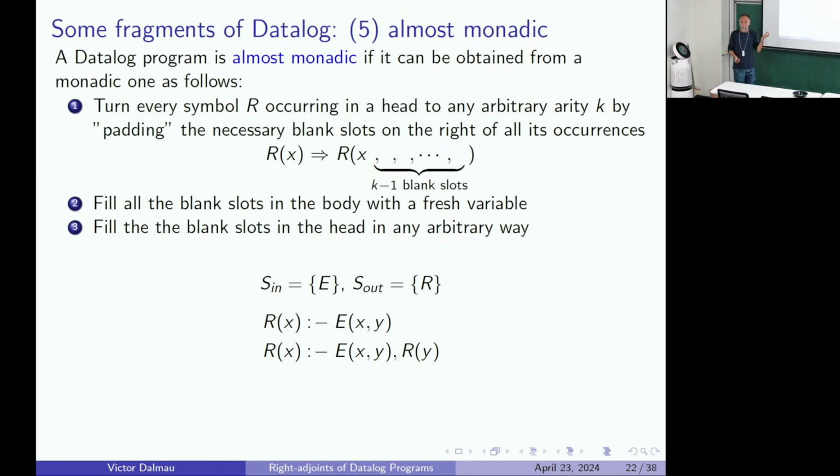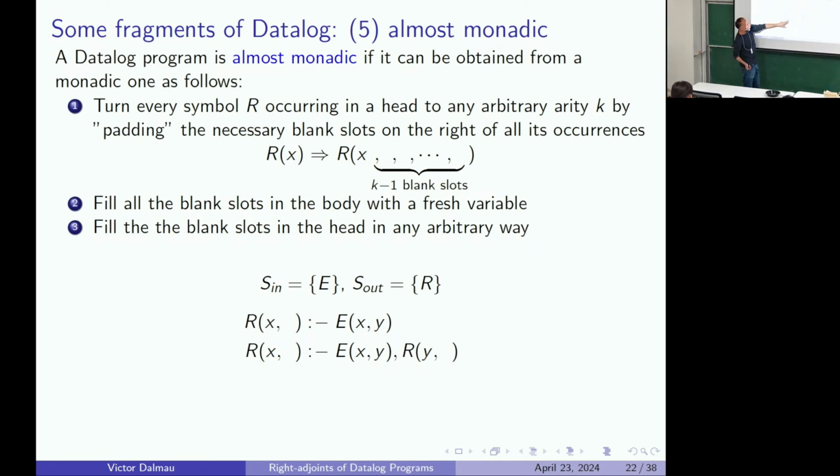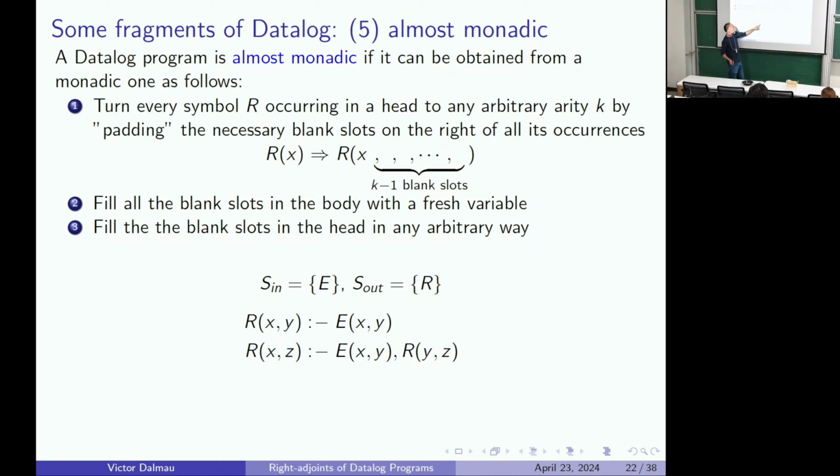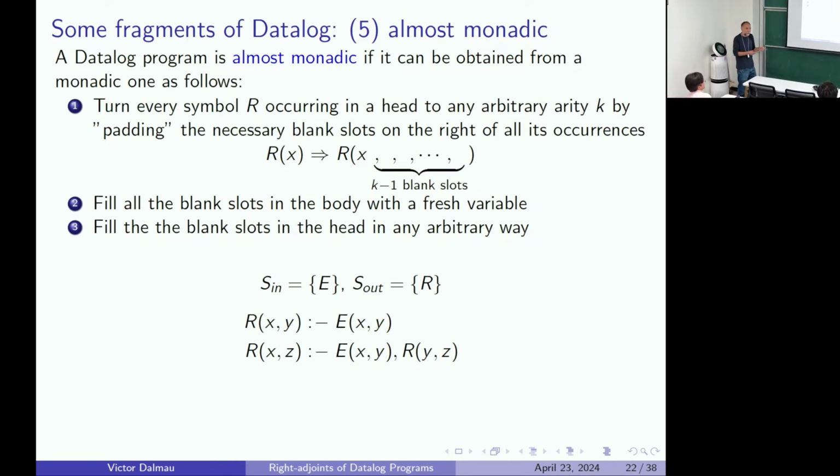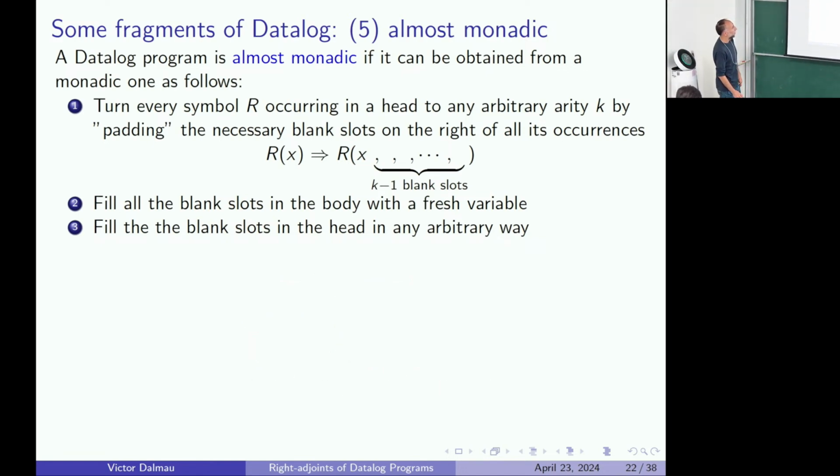For instance, you can do the transitive closure. Imagine you start with this monadic program. This is monadic certainly. Now you make R binary, and now here you can only use a different variable. I will use Z, and now here I can fill it in the way that I want. So you can see I can do transitive closure. It seems very similar to monadic, but it gives us quite a bit of power. So those are all the restrictions.